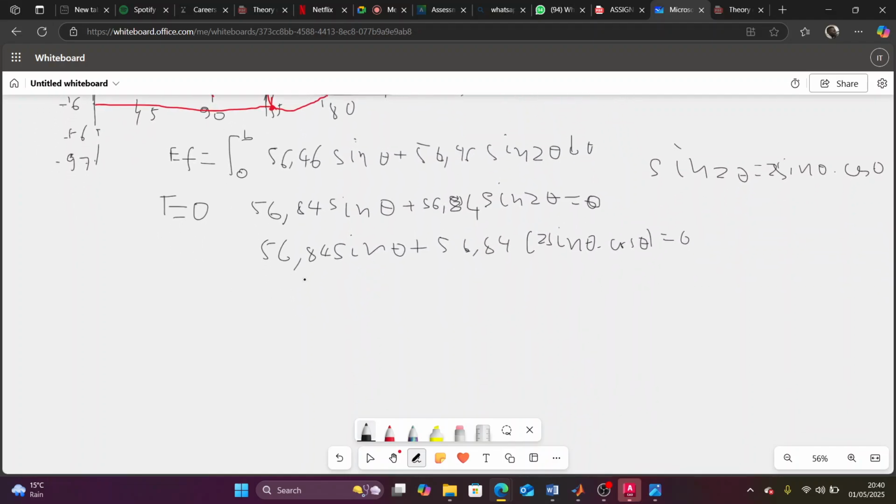Now, what is happening here? What can we do here, Andile? Can we take sine theta as common factor? Do you agree with me here? Yeah. What are we going to have? 56,84 plus, what is 2 times 56?